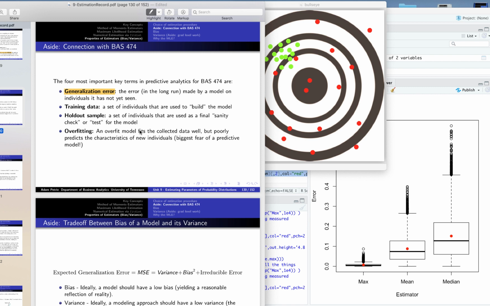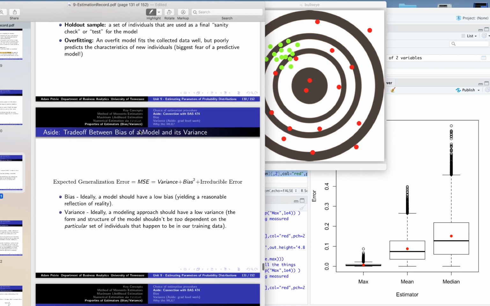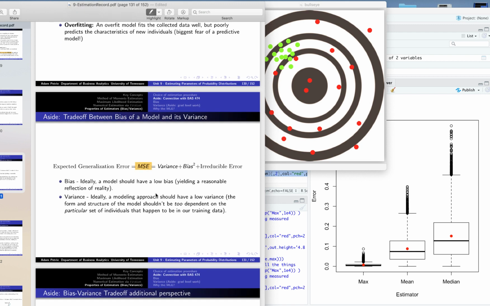If you really dig deep into the slides for 474, that generalization error is actually just a fancy term for the mean squared error of the model. The expected generalization error is the mean squared error. Same formula as what we saw in 474: the bias squared plus the variance, and when doing predictive modeling, some irreducible error that no model can really make smaller here. So these ideas are matching up.